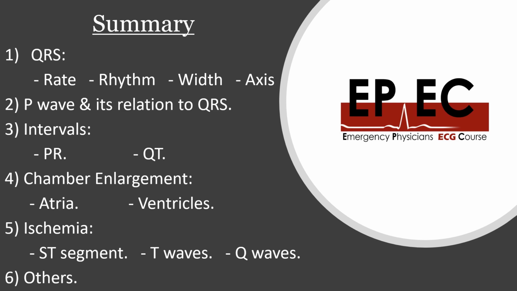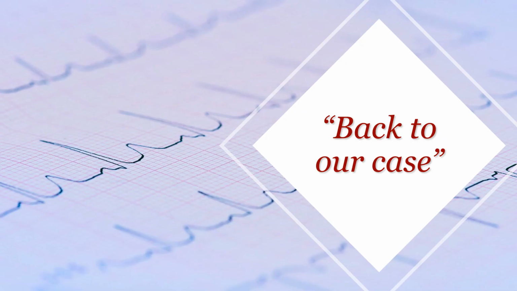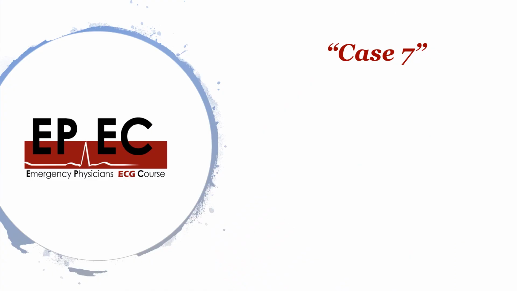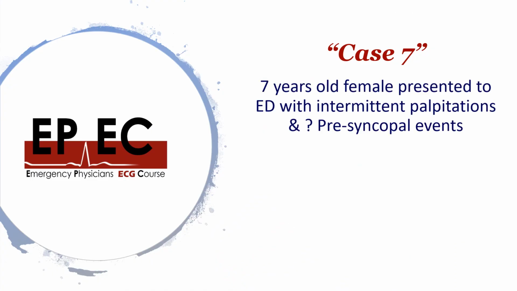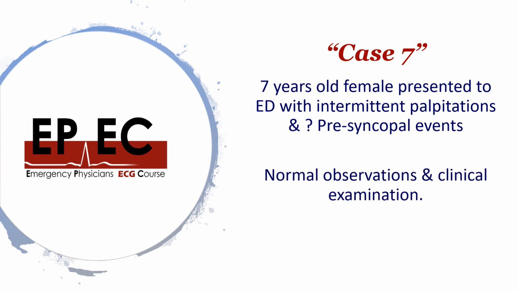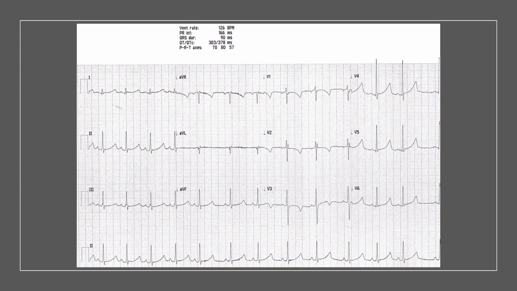And lastly, anything else. So back to our original case then, case number 7. The case was about a 7-year-old female presented to ED with intermittent palpitations and a pre-syncopal event. She's had completely normal observations and normal clinical assessment, and her ECG was this one.